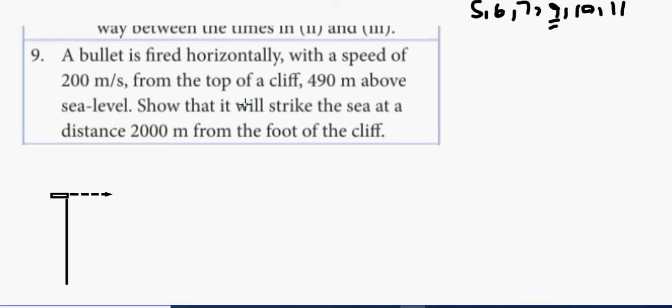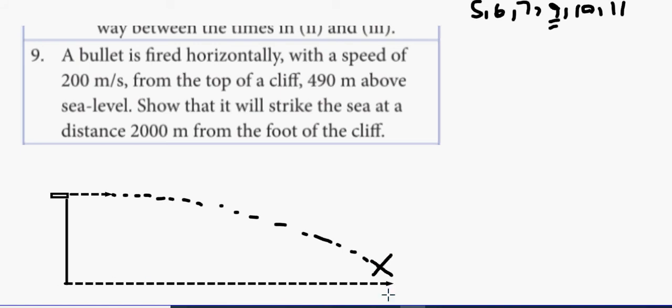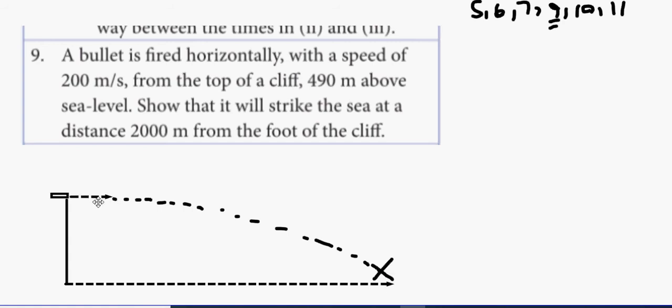What's going to happen over time is that gravity is going to take advantage and you're just going to keep going downwards until eventually you hit level ground. So you're going to hit level ground, something like that.